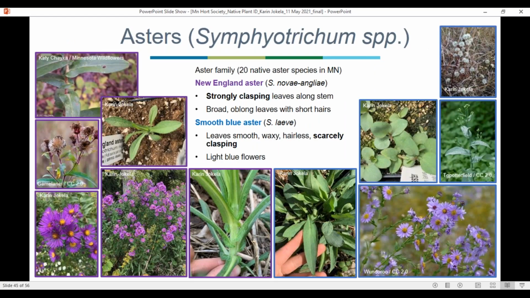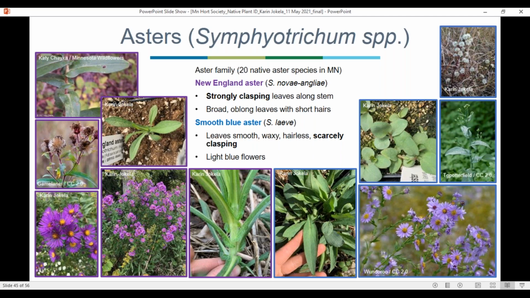Asters are another really diverse group. We've got at least 20 different native species in Minnesota, and they can be really confusing for collecting seed. So it's good to identify them during the growing season and maybe mark them out before collecting seed, because the seed can all look pretty similar. Anyway, these are just 2 that we use in restoration plantings a lot. The New England Aster is quite a bit taller. It has dark, beautiful purple flowers with a stark yellow center.